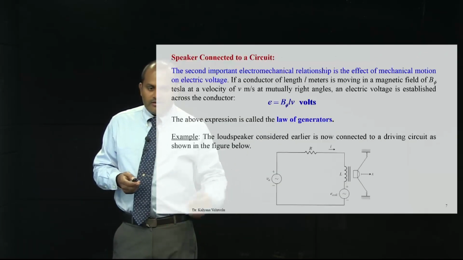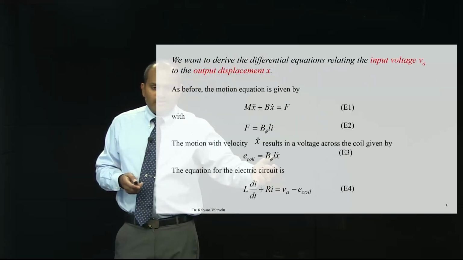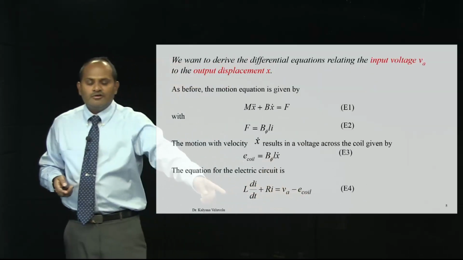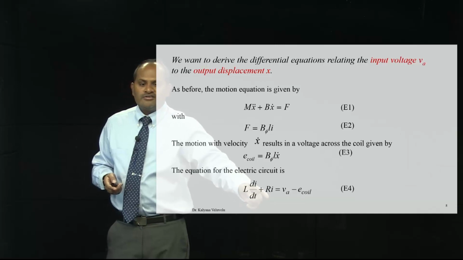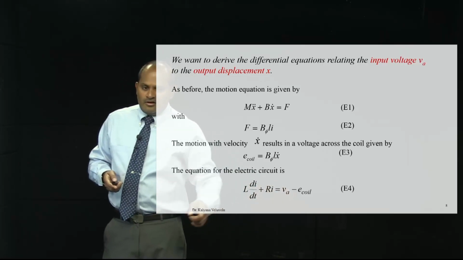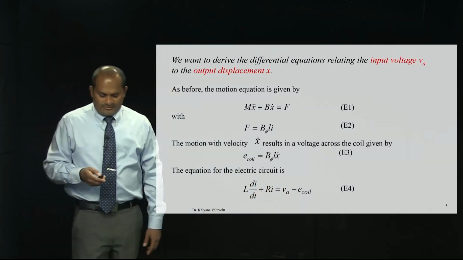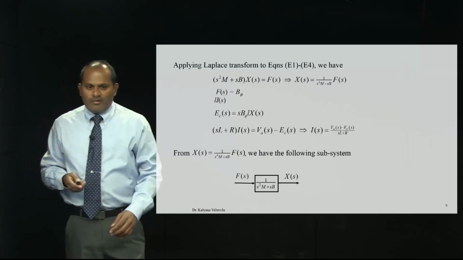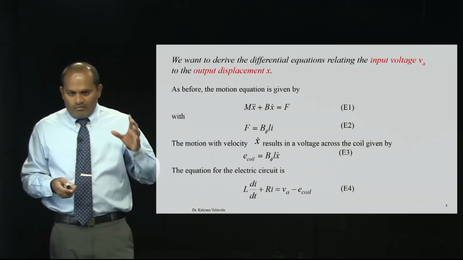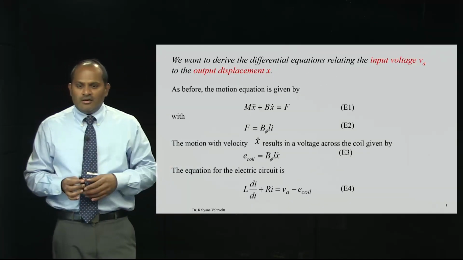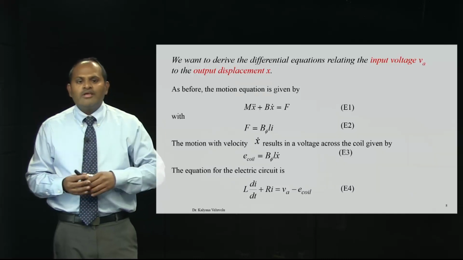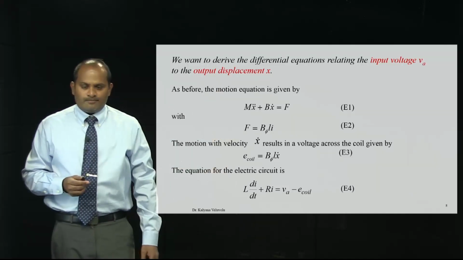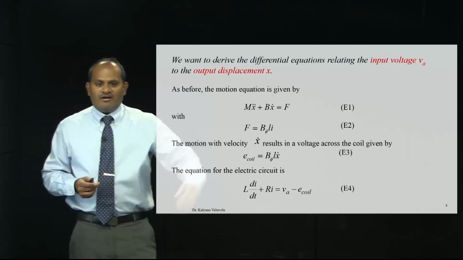Now, if you look at the electrical circuit, we can model it in a simple form: L di by dt plus R i is equal to VA minus E coil. Looking at all these equations, once you formulate them, I want the students to understand what is input and what is output in every equation. Now, let us start with this equation.